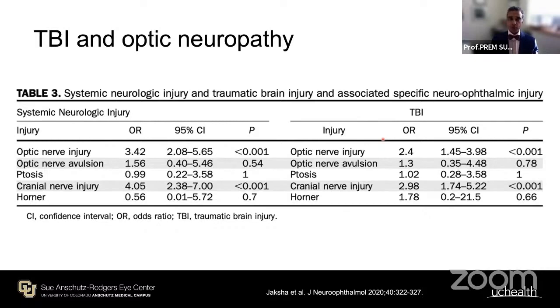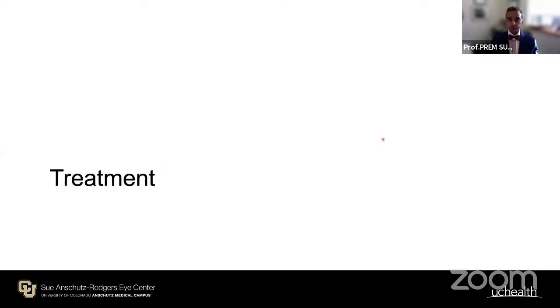I'm not going to go into the utility of things like OCT and visual fields in the early detection of traumatic optic neuropathy, because OCT basically has no role, and if their vision is so bad, they're not going to be able to do visual fields.